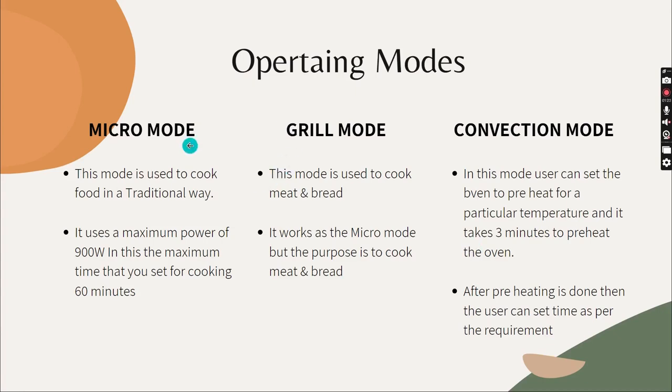When we come to grill mode, it is basically used for making pizzas and paneer tikka, when we want to use our oven as a grill. And convection mode is used when we are making bakery items like cakes, cookies, brownies, etc. But for convection mode, we have to preheat our oven for 3 minutes and then cook further.